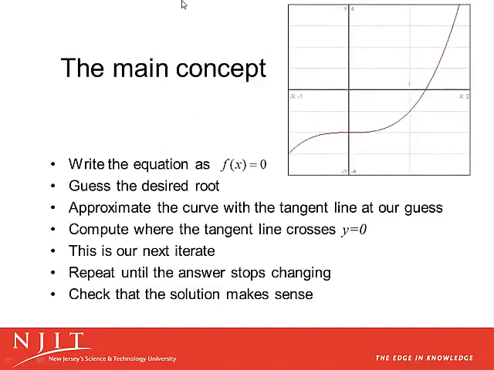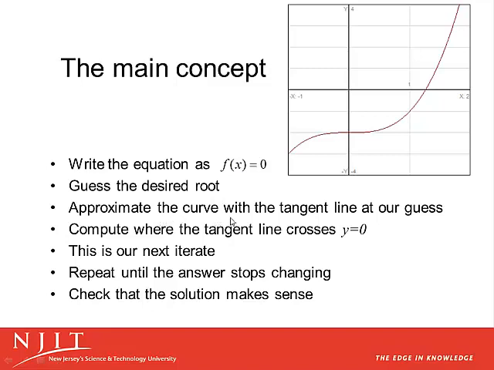Okay, here's the main idea. What we do is we write the equation as f of x equals 0, finding a root of the equation. Here's a function on the right, and we see it has a root over there. So we make a guess for the desired root. Sometimes there's more than one root of the equation, so we want to get an approximation for the root that's pretty close to the true root.